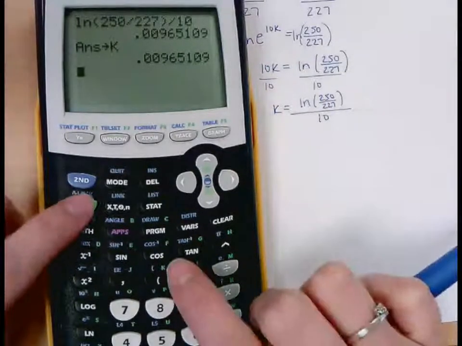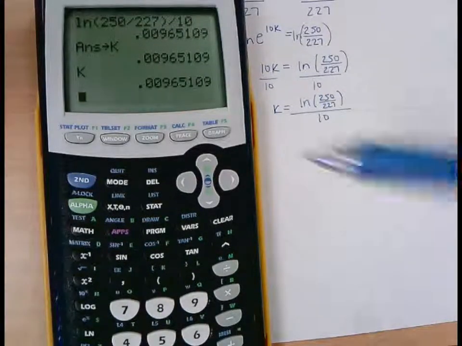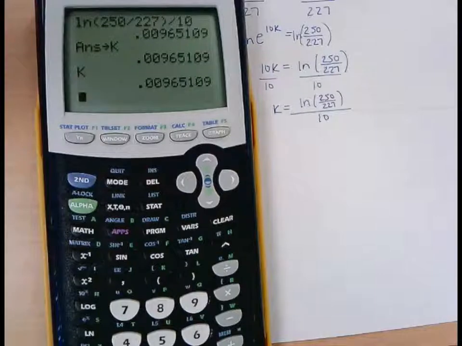So now anytime I type in K into my calculator, until I store over it, I'm going to get that value. Okay, so remember, when you're allowed to use your calculator, you can do that because you don't want to round anything until your final answer. Do not round in the middle of a problem.